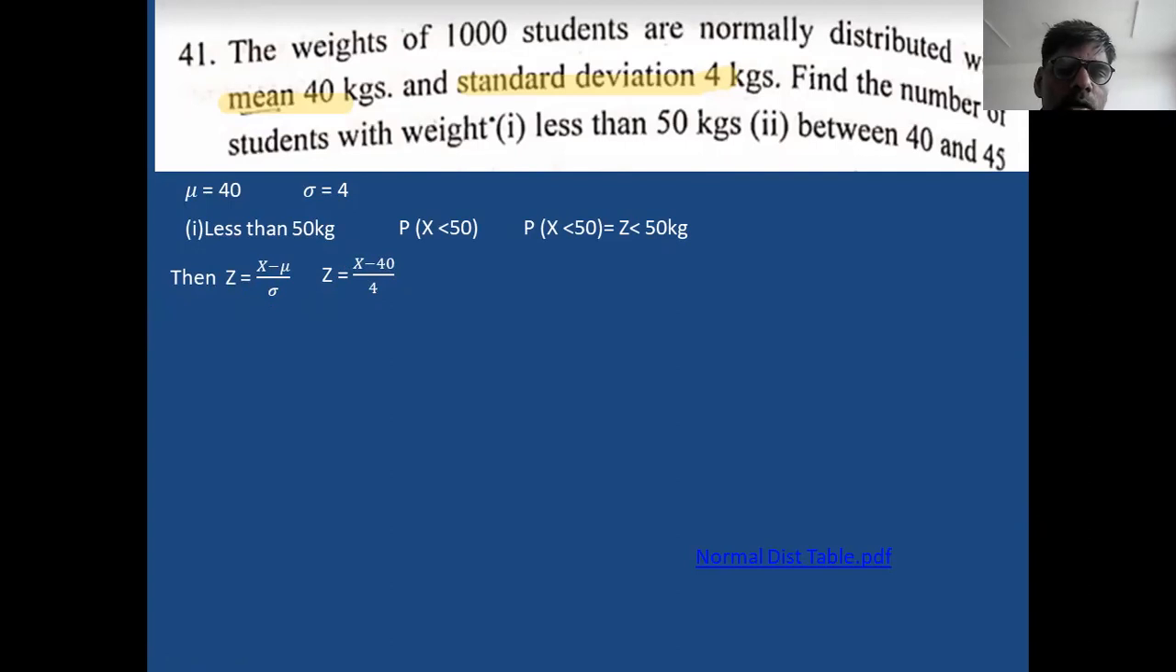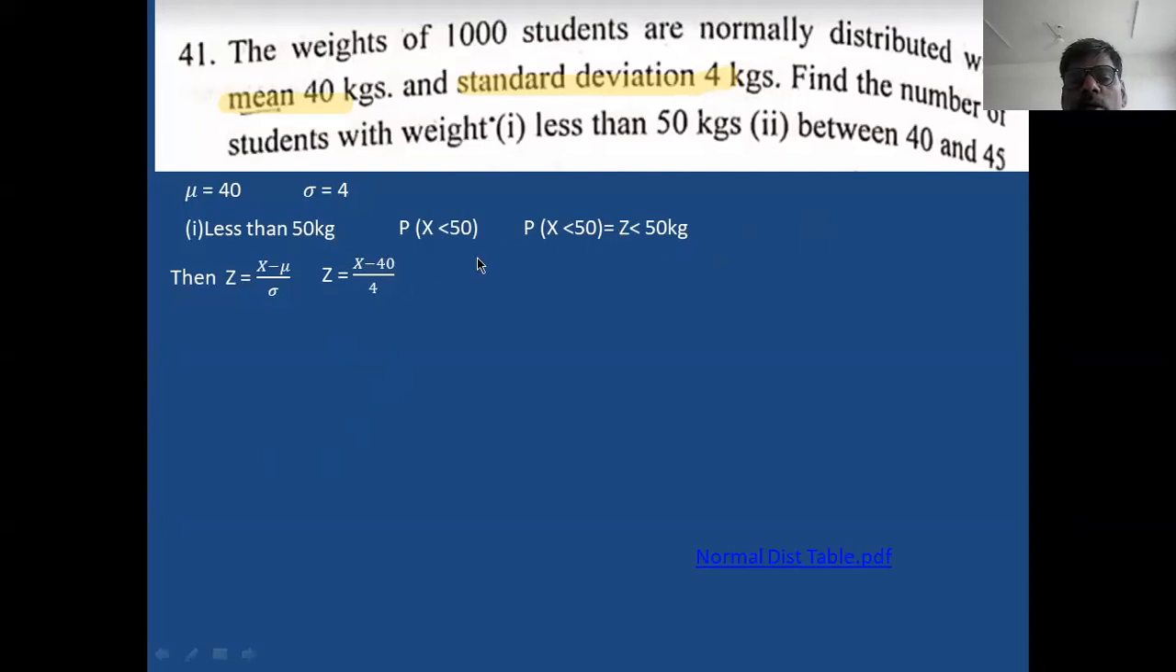Remember this. This is the standard. And then you calculate the given question. Probability of X is less than 50. Note, less than 50 and standard Z. Z is equal to X minus 40 divided by 4.